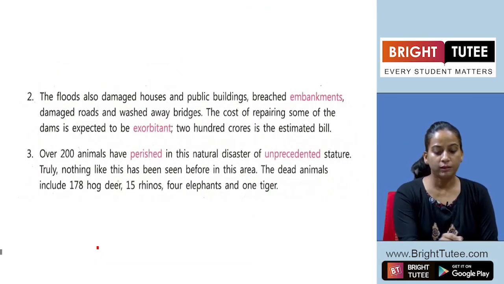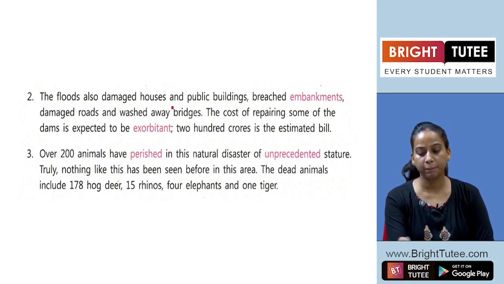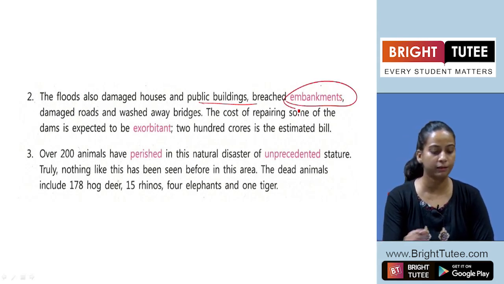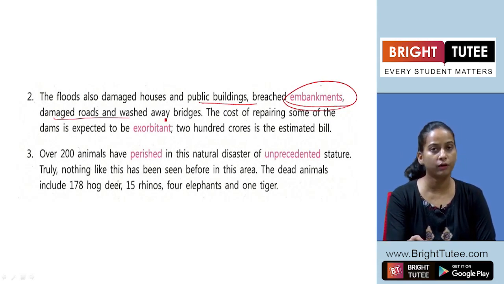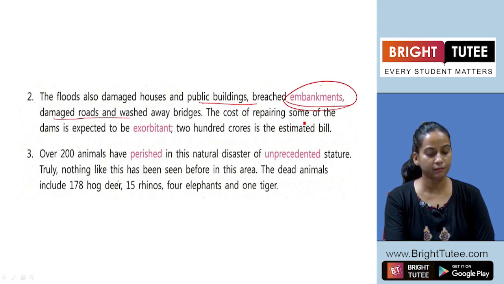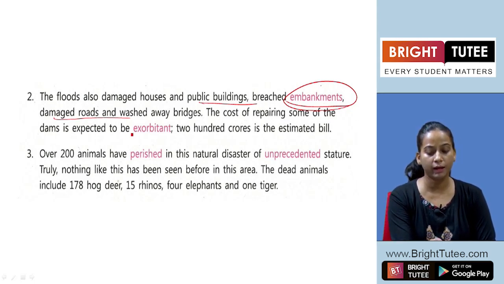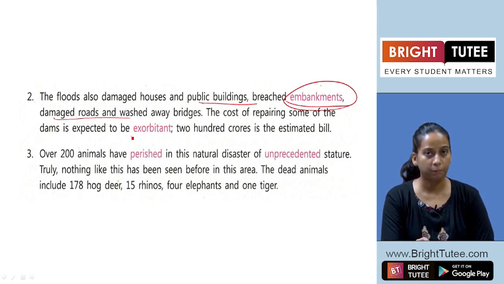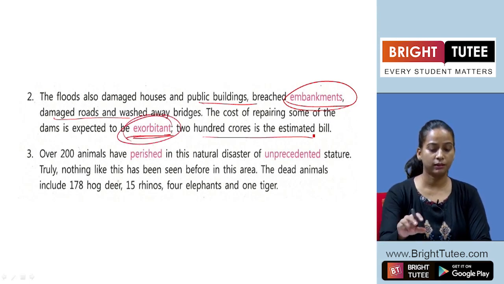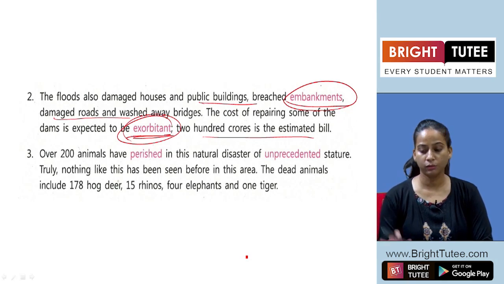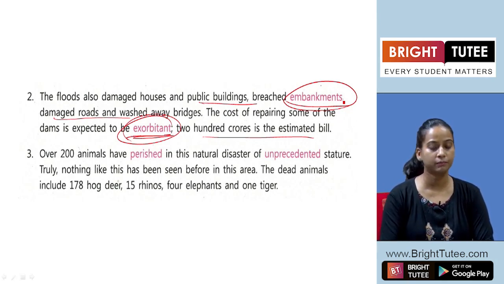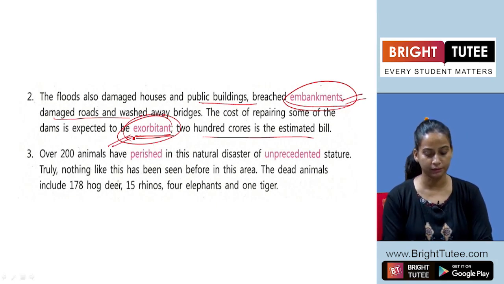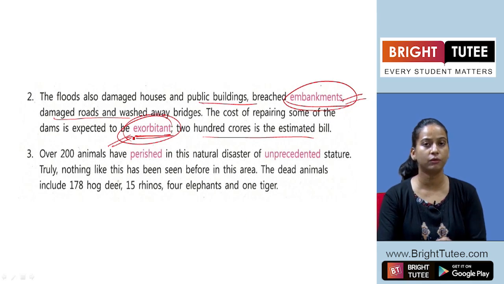The next one: the floods also damaged houses and public buildings, breached embankments. So, this highlighted word is given here, embankments. Damaged roads and washed away bridges. The cost of repairing some of the dams is expected to be exorbitant. Exorbitant is also a highlighted word. We have to find out the meaning of this. 200 crores is the estimated bill. So, after reading these lines, you might have got some idea of what embankments or exorbitant could mean. Now we have to see which particular strategy we are going to follow here.